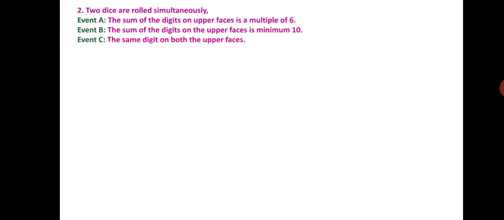Now, consider the next problem. Two dice are rolled simultaneously. Event A: the sum of the digits on the upper face is a multiple of 6. Event B: the sum of the digits on the upper face is minimum 10. Event C: the same digit on both the upper faces.